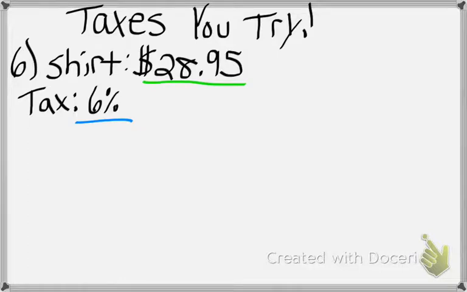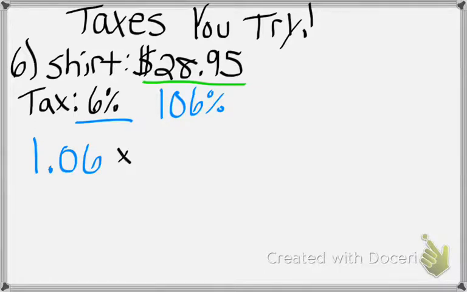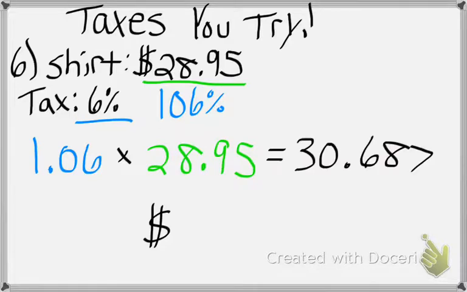Okay, taxes increase your cost, so it's going to be more than 100%, so it's going to be 106% as the grand total of what you're going to be paying. Well, the decimal for 106% that you can use is 1.06. So we're going to take 1.06 and multiply it by our original price, by 28.95. Find out what that equals, and that's going to be your final answer. You end up with 30.687.